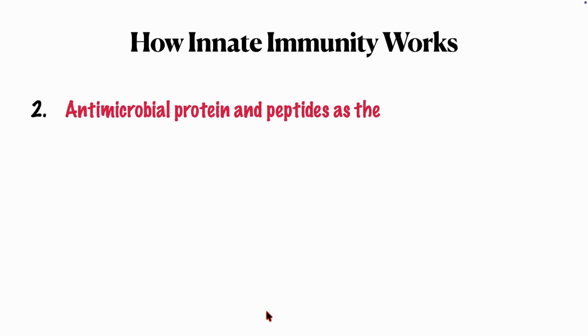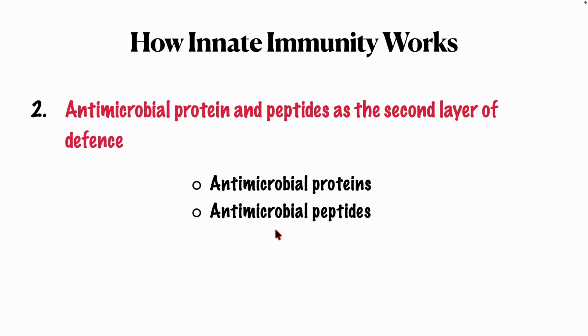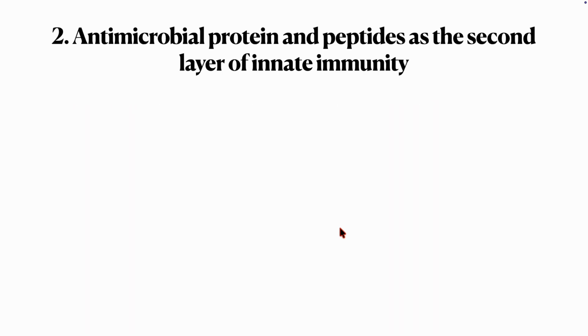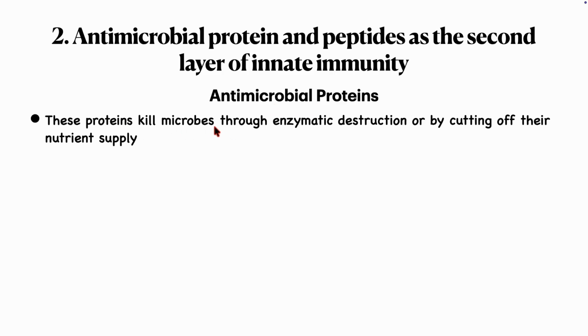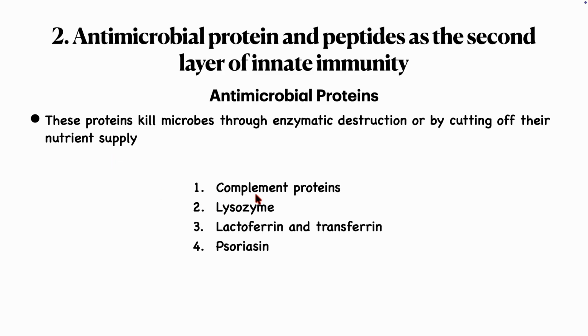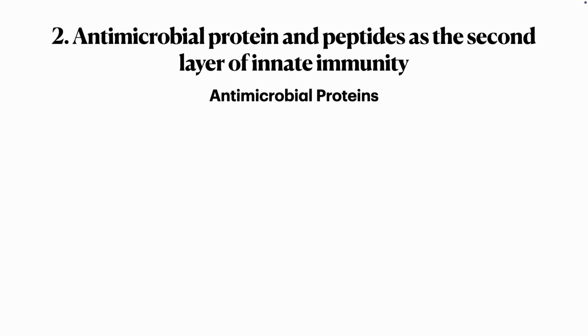Okay, let's move on to the second layer of defense in innate immunity. There are two components in this layer: antimicrobial proteins and peptides. There are several antimicrobial proteins that protect you against pathogens. These proteins kill microbes through enzymatic destruction or cutting off their nutrient supply. The essential ones you need to know are complement proteins, lysozyme, lactoferrin, transferrin, and psoriasin.